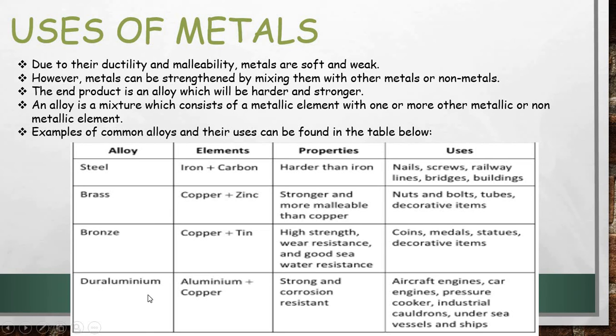Duralumin is a mixture of aluminium plus copper. Its properties are that it is strong and corrosion resistant. The uses are aircraft engines, car engines, pressure cookers, industrial cauldrons, undersea vessels and ships. These are alloys. What is an alloy? An alloy is a mixture which consists of a metallic element with one or more other metallic or non-metallic elements.